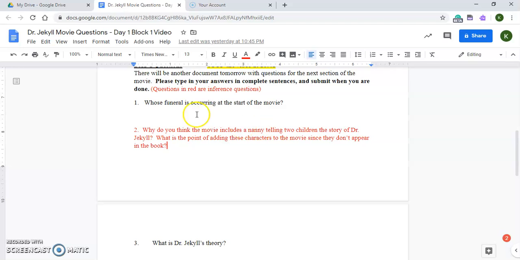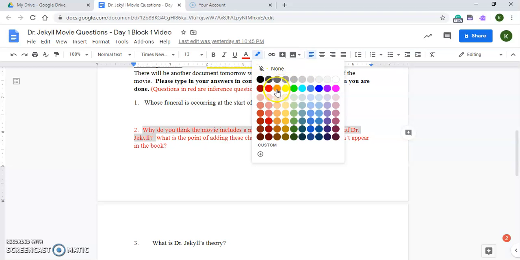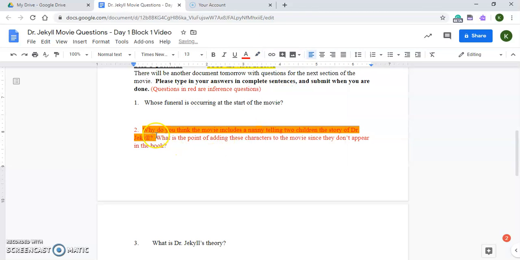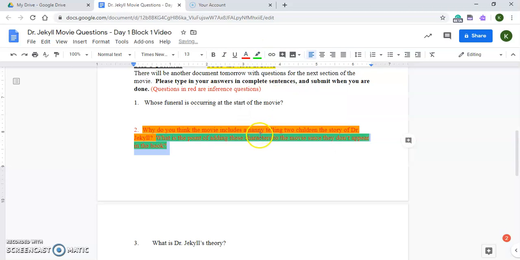Number 2 actually is a two-part question. The first part: why do you think the movie includes a nanny telling two children the story of Dr. Jekyll? I'm going to highlight that in one color. And then the second part of the question: what is the point of adding these characters to the movie since they don't appear in the book? I'm going to make those in green. Those are hideous colors, I apologize.